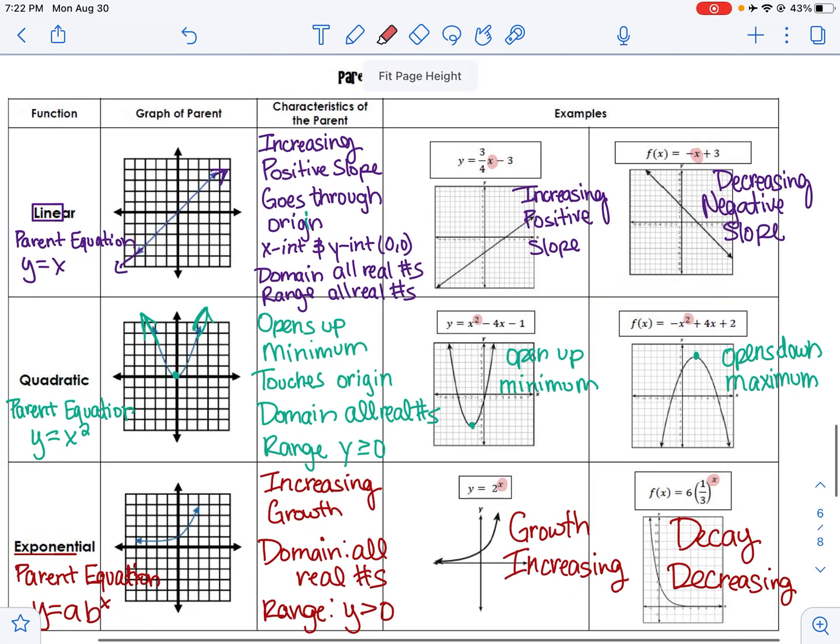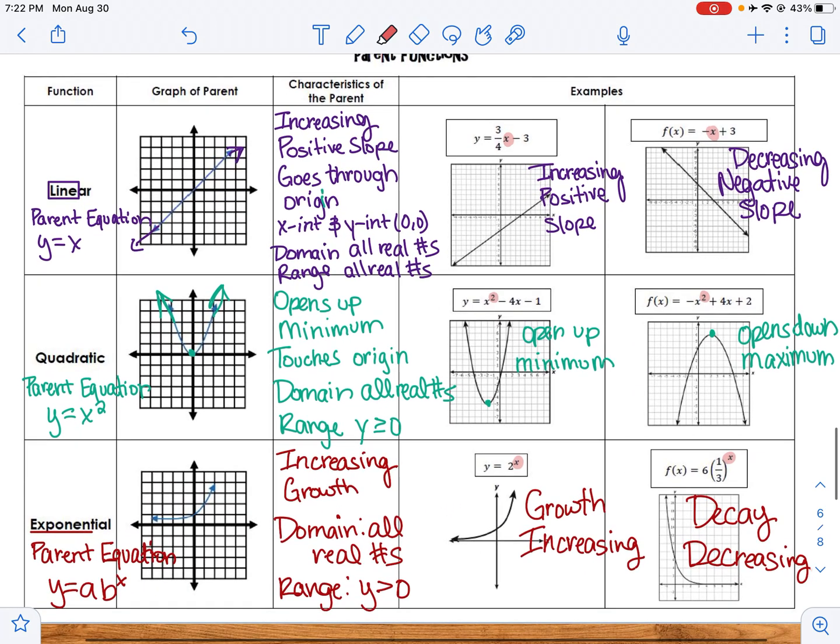So that's how you're able to determine which is linear, quadratic, or exponential, by looking at the exponent of each equation. Okay, so don't forget to summarize what you've learned, and if you have any questions, write them down so you can ask your teacher.